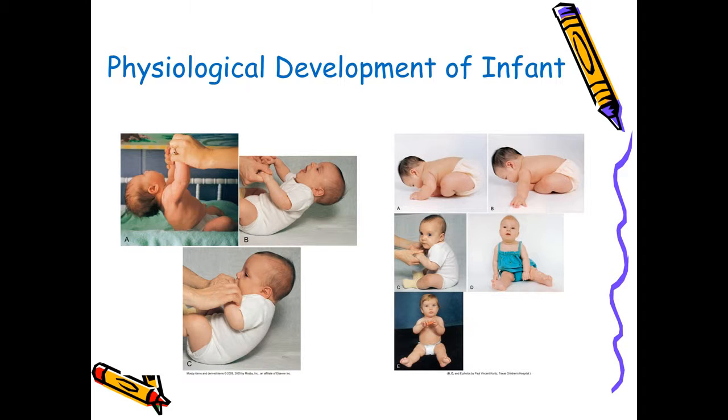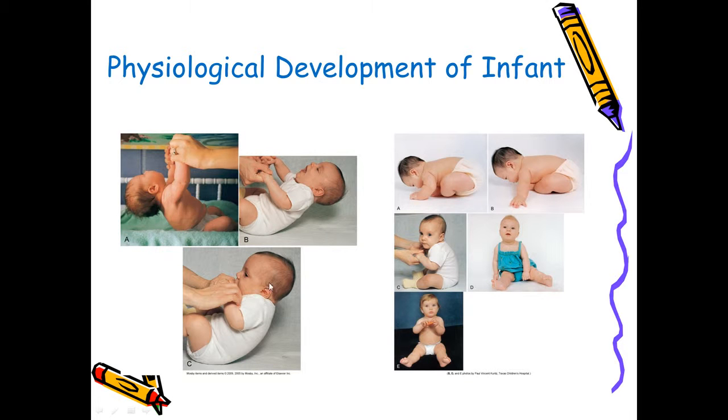All right, let's look at some physiological development of the infant. In the first illustration here, this is a child at 1 month, 2 months, and then 4 months. See the head lag? No control of the head or neck. Here we have a little bit more, and here we have full control of the head.